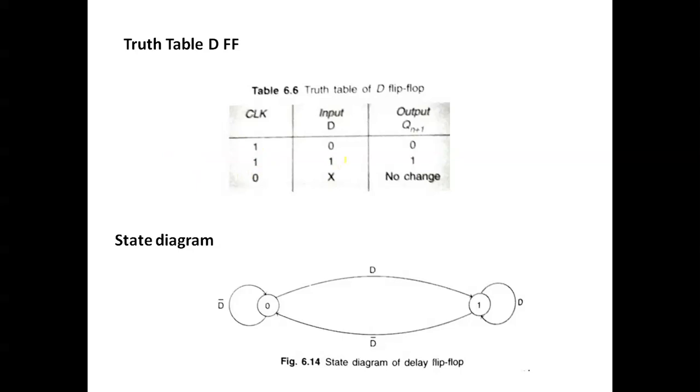Truth table for D flip flop. If it is zero, it is zero. One is one. Then when clock is zero, there is no change. State diagram for D flip flop: 0 1. So if it is 0 to 1, it is D. 1 to 0 means it is D bar. So 0 to 0 is D bar, 0 to 1 is D. So this is the state diagram for D flip flop. So it is very easy.